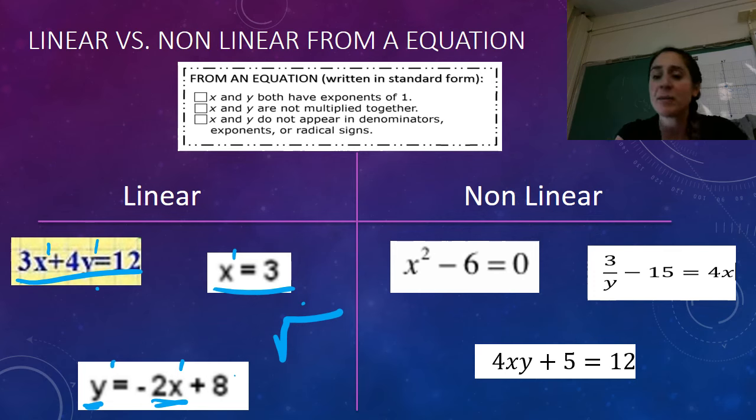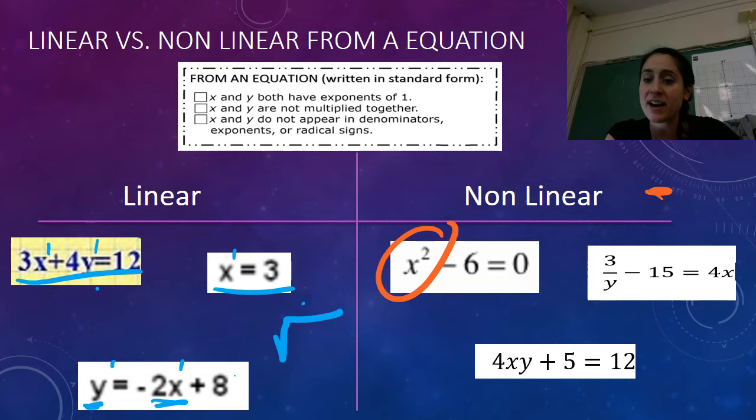If I come over here to my nonlinear section, well, the first one I know is wrong because check this out. X has an exponent other than 1. It's x squared. So that means it's nonlinear. In the second example, I know this is nonlinear because look, y is in the denominator. It tells me x or y cannot be in the denominator or the bottom of the fraction. So this one's nonlinear. And the last one I can see is nonlinear because check this out. X and y are being multiplied together. That's not okay. So I know that this is a nonlinear equation.